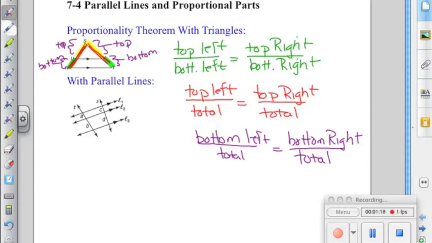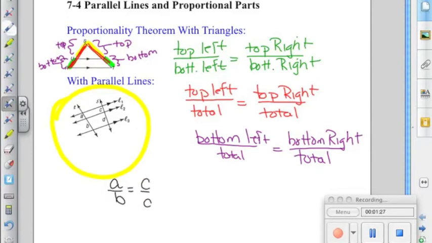Those same relationships apply if you just have parallel lines. So you could take A over B equals C over D, or you could take A over the total equals C over the total. And then you could also take the bottom, which is B over the total, and D over the total.